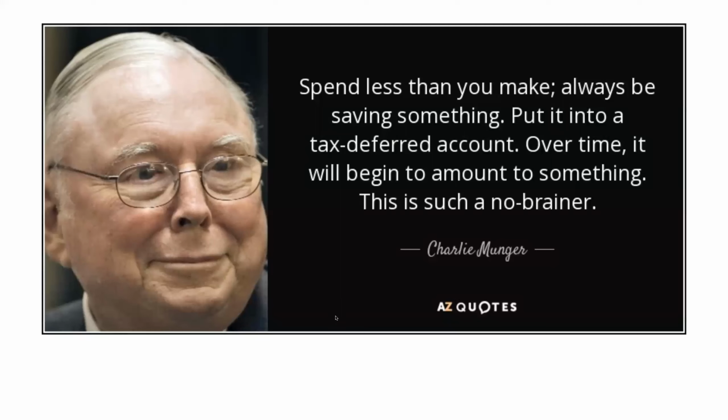Do you know who this person is? Charlie Munger. Isn't he one of the Berkshire Hathaway CEOs or leaders? He's the vice chairman, the right hand guy for Warren Buffett. I think his quote pretty much summarizes what I want to share in this session, which is to spend less than you make, always be saving something. Actually, I would say always be saving and investing that something.